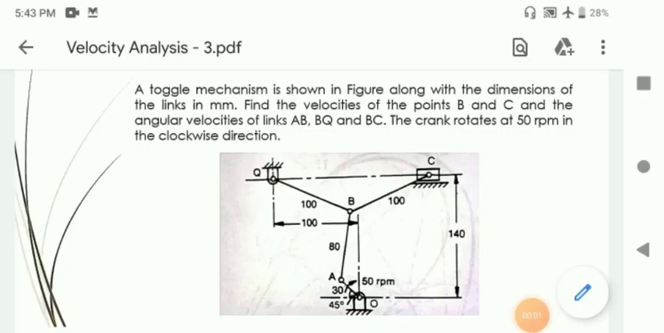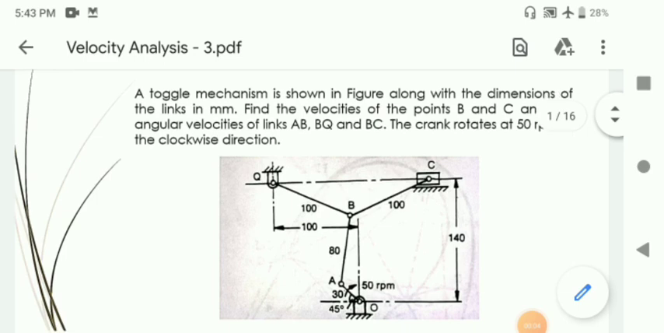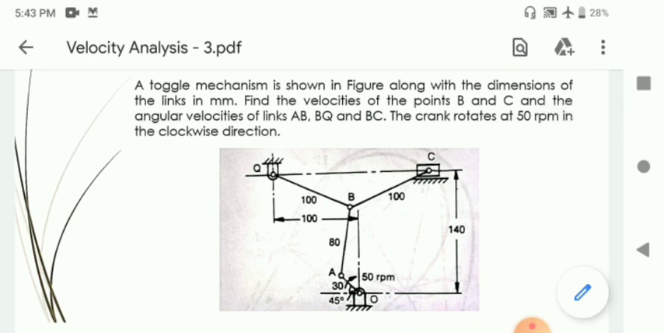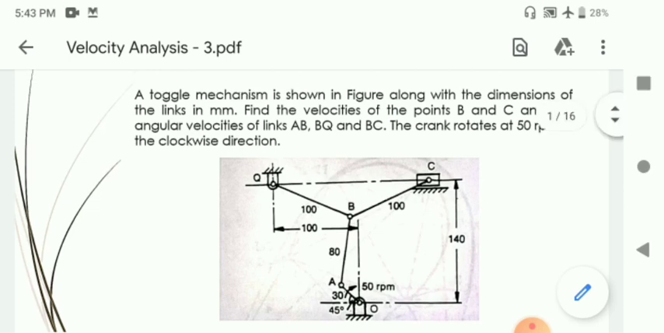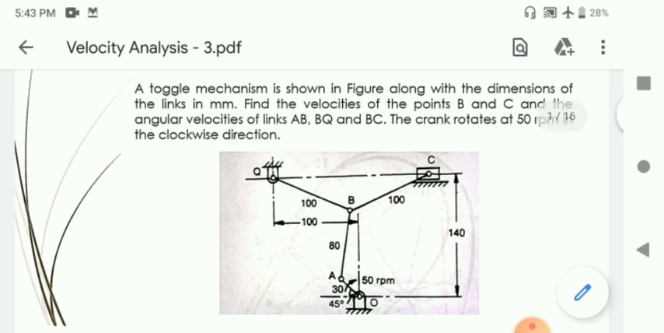Hello everyone. In this lecture, we are going to discuss the velocity analysis of a 6-bar link. In this question, a toggle mechanism is shown in the figure. The dimensions of the figure are given. All the dimensions are in millimeters.